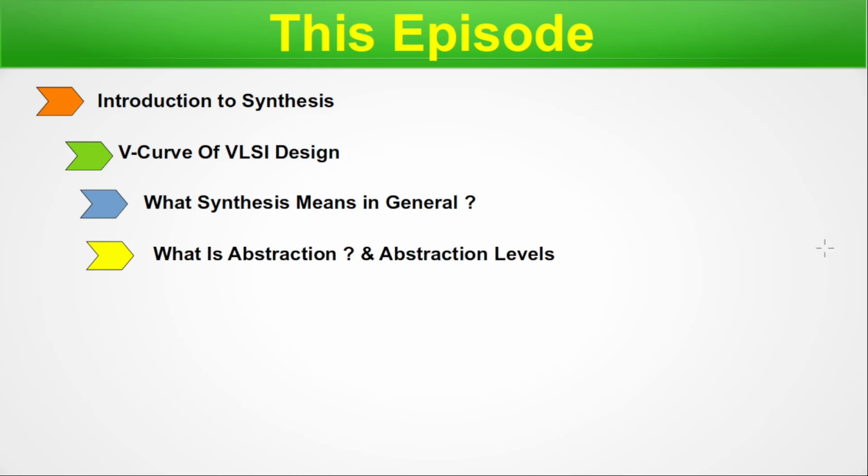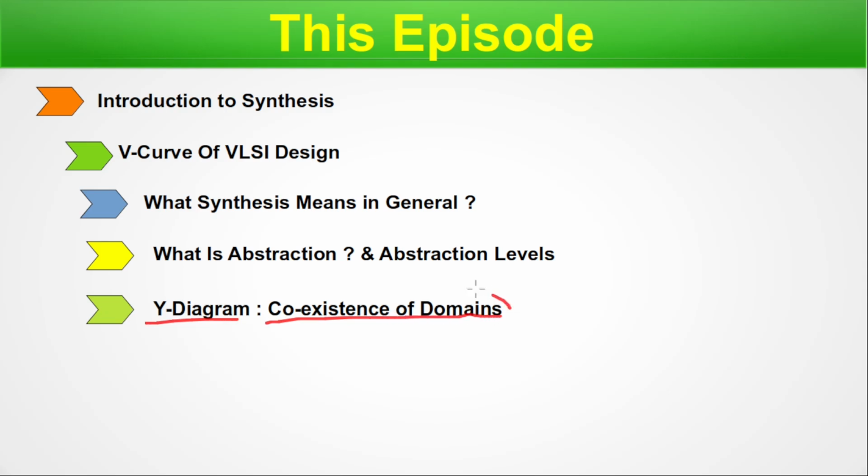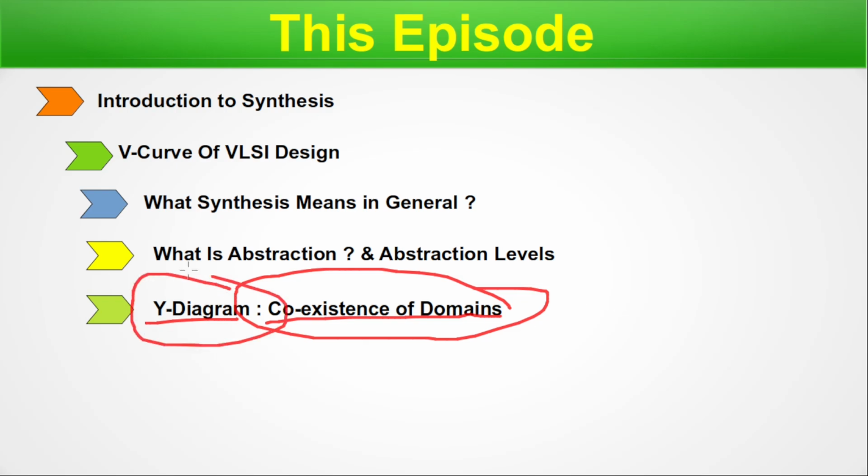Next, we will talk about what is abstraction and we will talk about different abstraction levels which you can correlate with the V-curve of the VLSI design. Next, we will talk about the Y diagram, the coexistence of different domains. That means when we design, we do the concept to reality transfer of a design, and in that process, multiple domains are involved. So, the Y diagram helps us to correlate these domains.